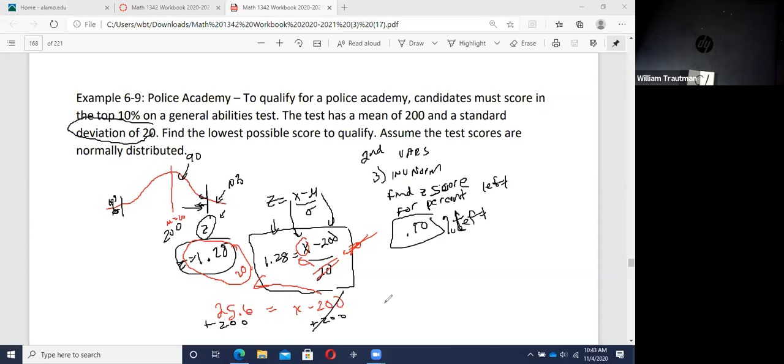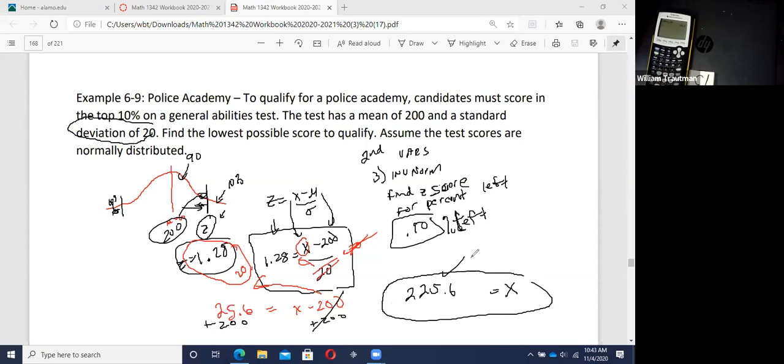And sure enough, on the right side, x. On the left side, 200 plus 25.6 is 225.6. Assume the test score is normally distributed. Find the lowest possible score to be in the top 10%. We know it's going to be more than 200, and the answer was 225.6.